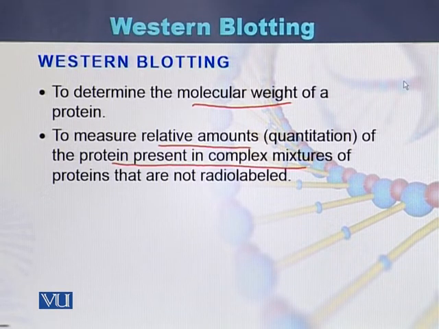So these are two main objectives of the Western blotting, that with the help of Western blotting, we can determine the molecular weight of a particular protein, and we can also determine or measure the amounts of a particular protein in a complex mixture of proteins.